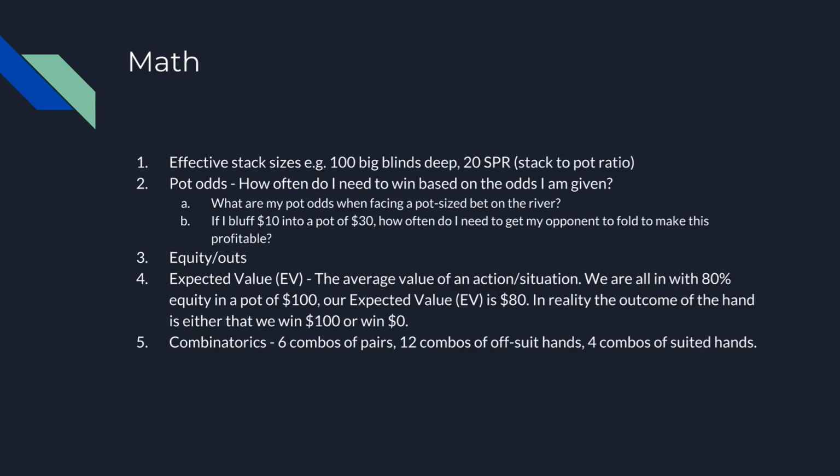Combinatorics, so basically this is just understanding how many combinations of hands are possible. So 6 combinations of each paired hand are possible, 12 combinations of offsuit hands, and 4 combinations of suited hands. Basically, once you are trying to do more hand reading, you want to start thinking about combinatorics and working out how often your opponent may be bluffing, or using combinatorics to work out how many combos you're allowed to bluff.